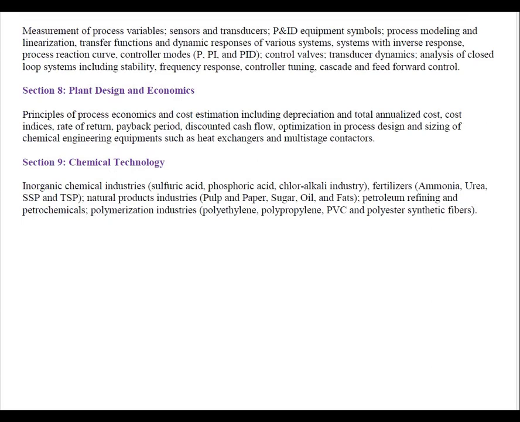The last and final section, section 9, is chemical technology, where we learn about the different manufacturing processes in the chemical industry. In the GATE examination, generally chemical technology questions are match the following questions. Here we have the manufacturing of different industries, either sulfuric acid, phosphoric acid, or different fertilizers, and different polymers, paper and pulp.